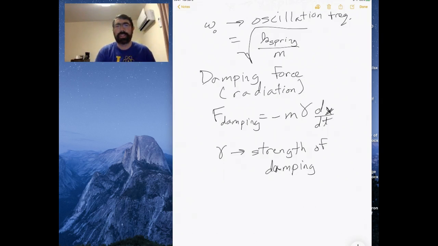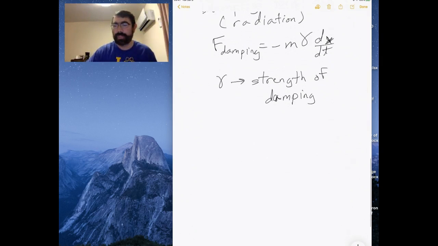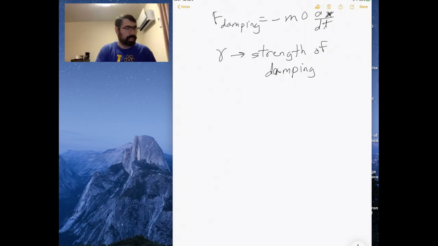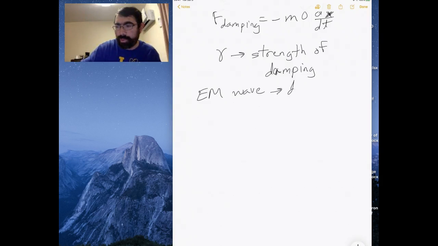So whether it's a strong damping or a weak damping, we can just throw that in by some number, gamma. Okay. Now the electromagnetic wave is going to apply a driving force. So it's going to come in.